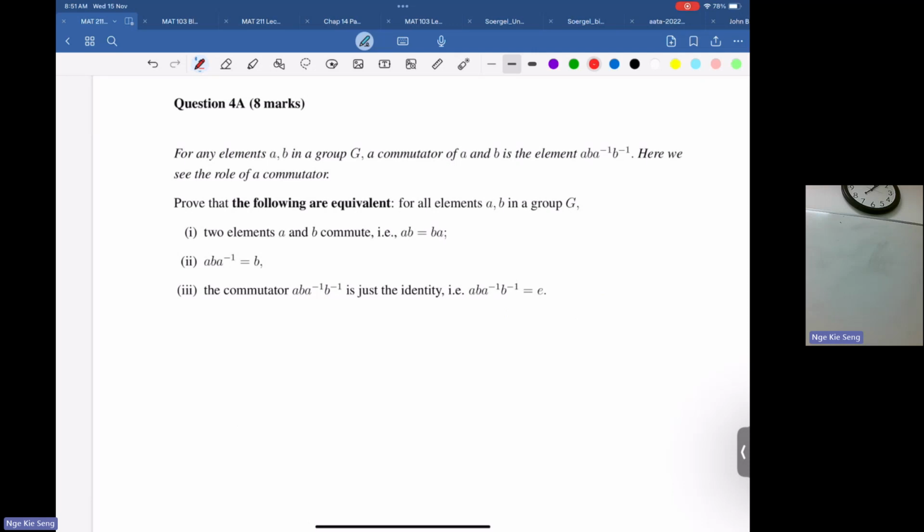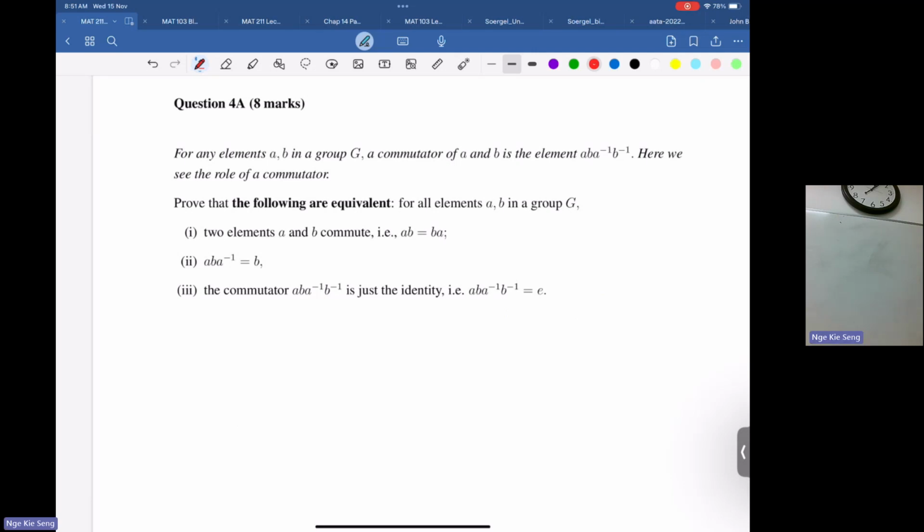Prove the following are equivalent. First, for elements a, b in G, the two elements a and b commute, that is ab equals ba. Second, a b a inverse is equal to b. Why is this significant? Because the conjugate of b might be something else, but in this case here, the conjugate of b is b. And then third, the commutator is just the identity. If we check that the commutator is the identity, then we will see that a b and b a commute.